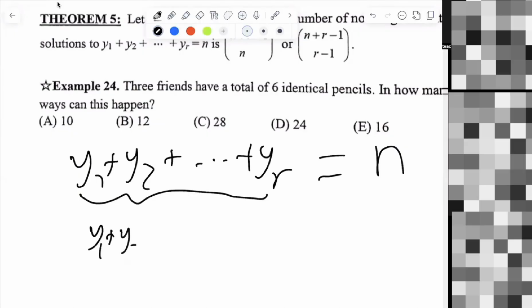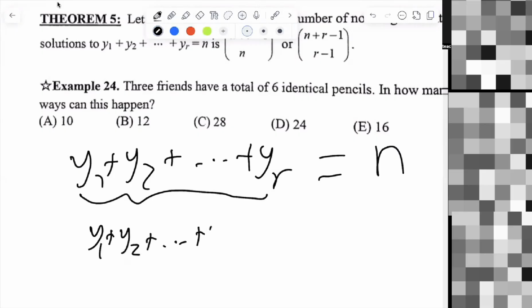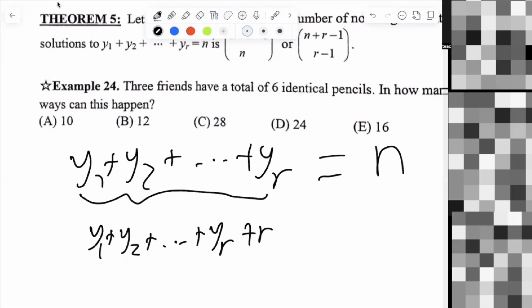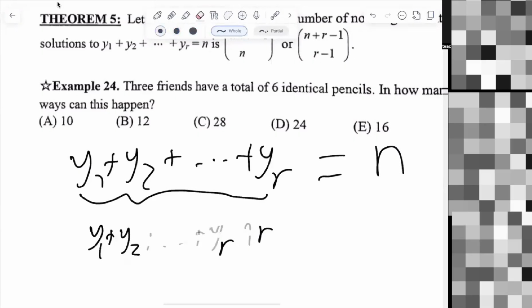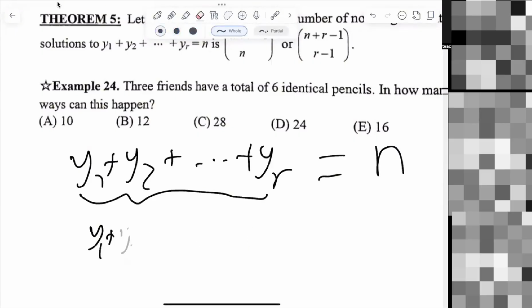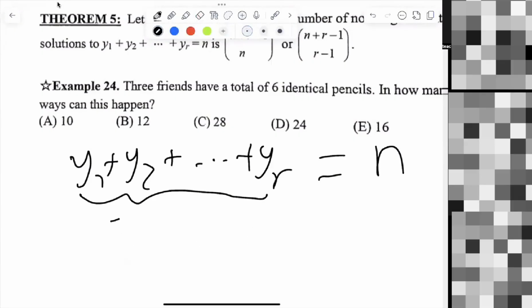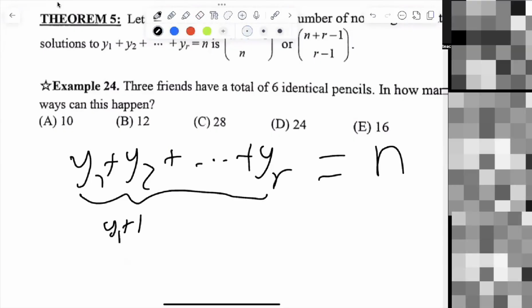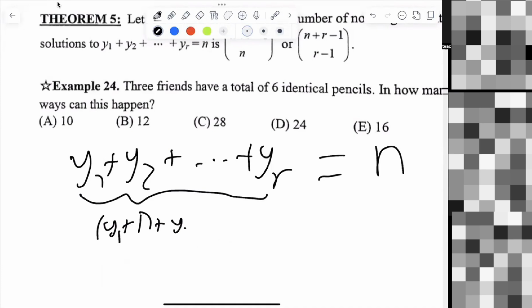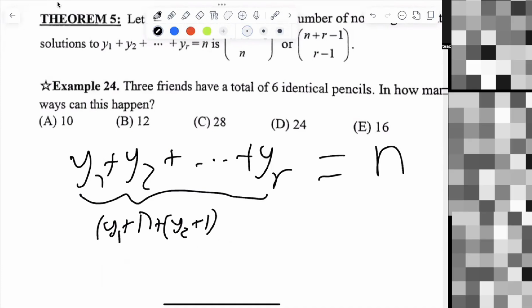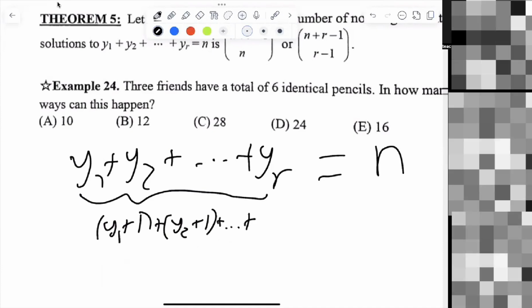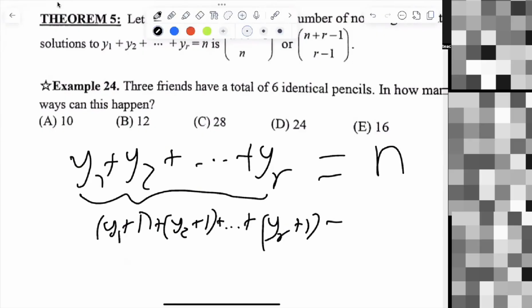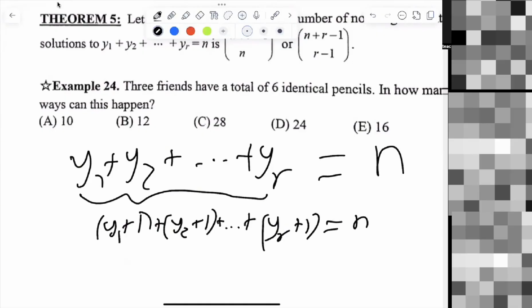y1 plus y2 plus dot dot dot plus yn, plus r. We added 1 to each. Let me write it much better so you can see what we do. We do y1 plus 1 plus y2 plus 1 all the way to plus dot dot dot plus yr plus 1. And this should be equal to n.